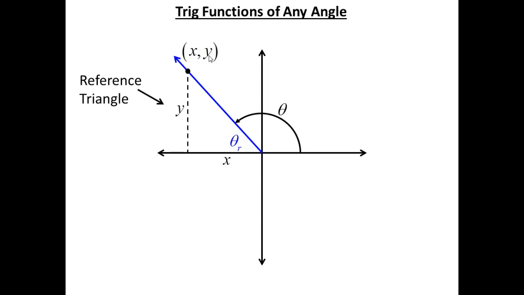If the x is negative and the y is positive, I'm in the second quadrant. Vice versa, I'd be in the fourth quadrant. If both are negative, I'm in the third quadrant. So we have to pay attention to positive and negative because it also tells me the location of the angle.